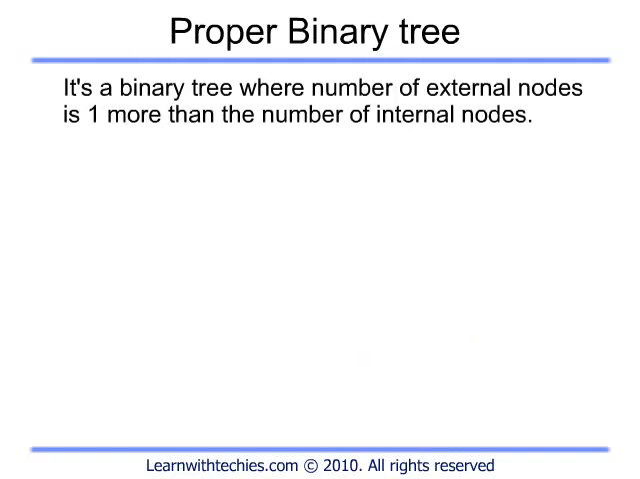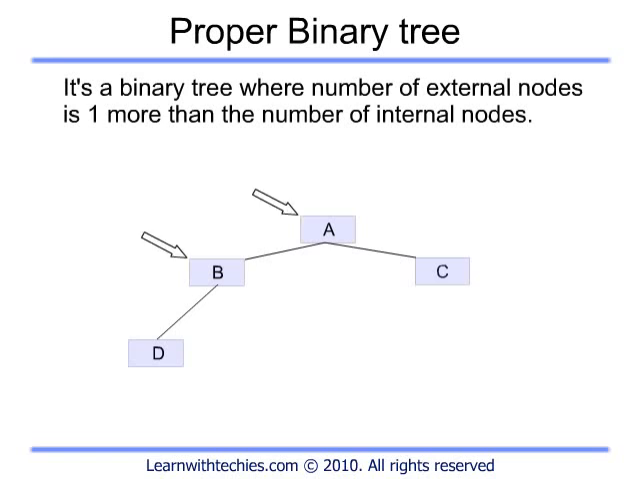A proper binary tree is a binary tree where the number of external nodes is one more than the number of internal nodes. This is not a proper binary tree, because internal nodes are 2, and external nodes are 2. But this is, as internal nodes are 2, and external nodes are 3. This is not for the same reason, but this is.